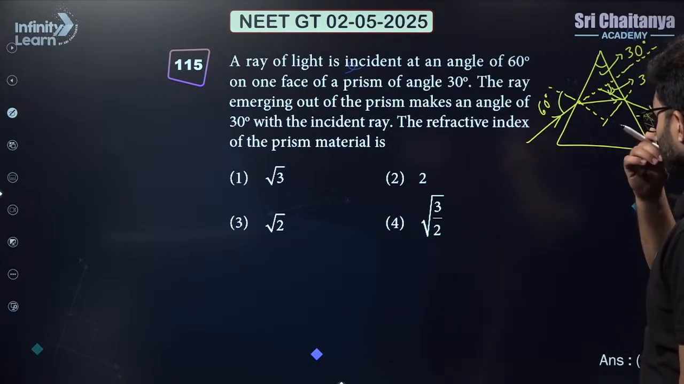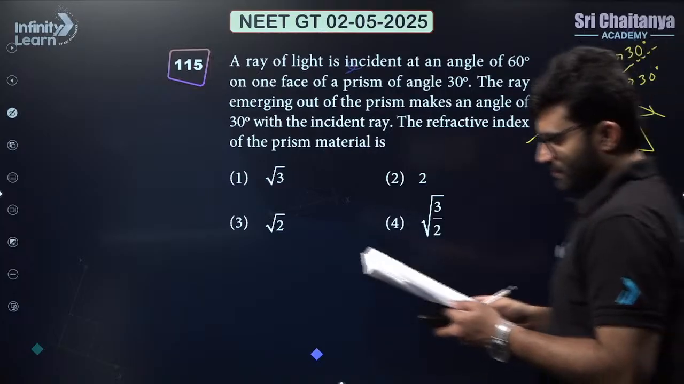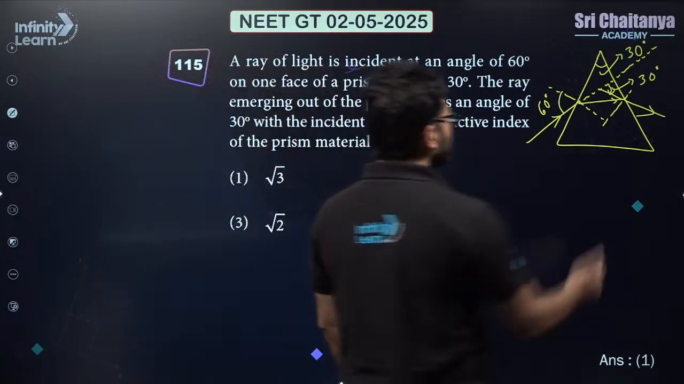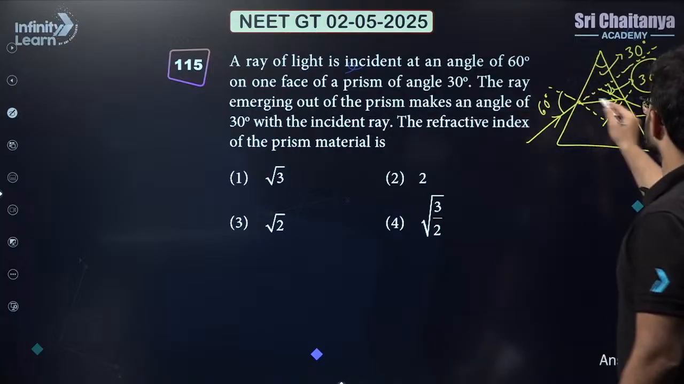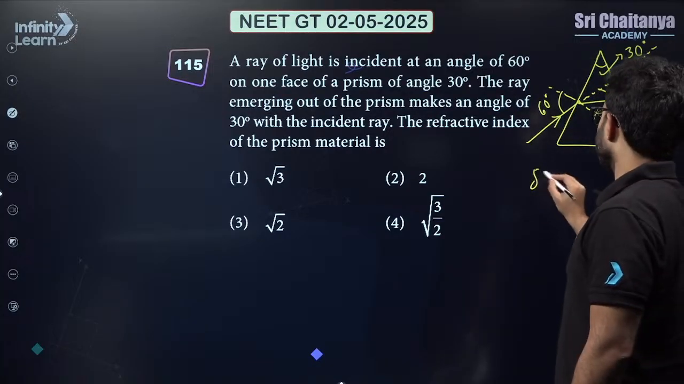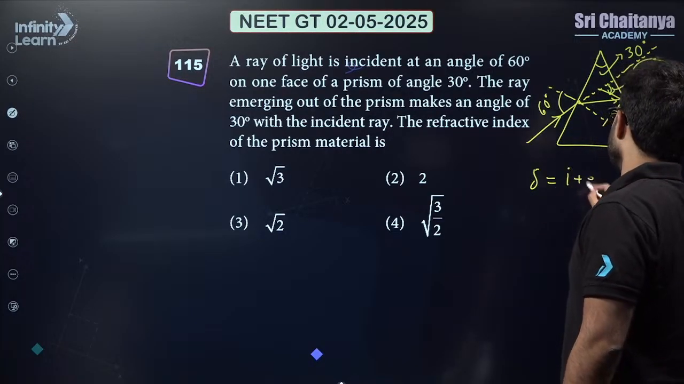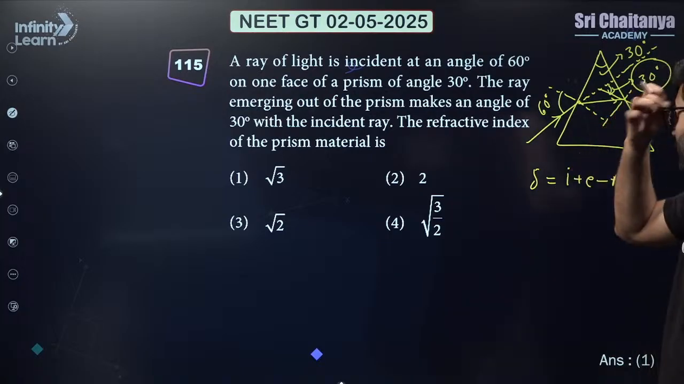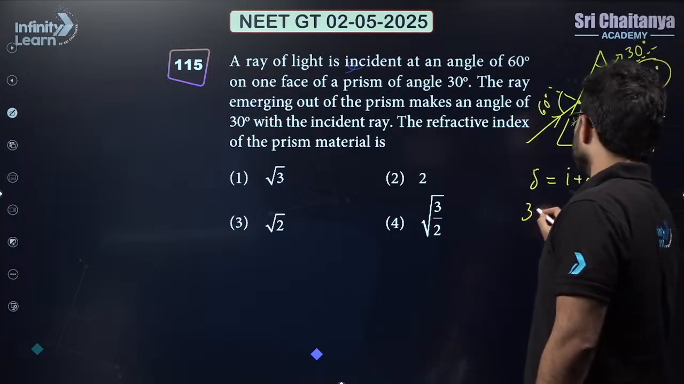Fine. The refractive index of the prism, right? So basically they have given you the deviation. This is a deviation. And I know that what is deviation? Deviation is I plus E minus A. Correct? That is my deviation. So deviation is given as 30 degrees.